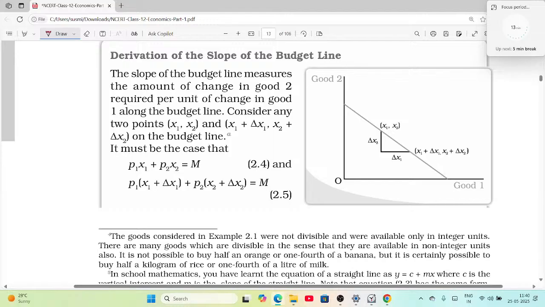Derivation of the slope of the budget line. The slope of the budget line measures the amount of change in good 2 required per unit of change in good 1. Along the budget line, consider any two points x1 and x2 and delta x1 right from the budget line.